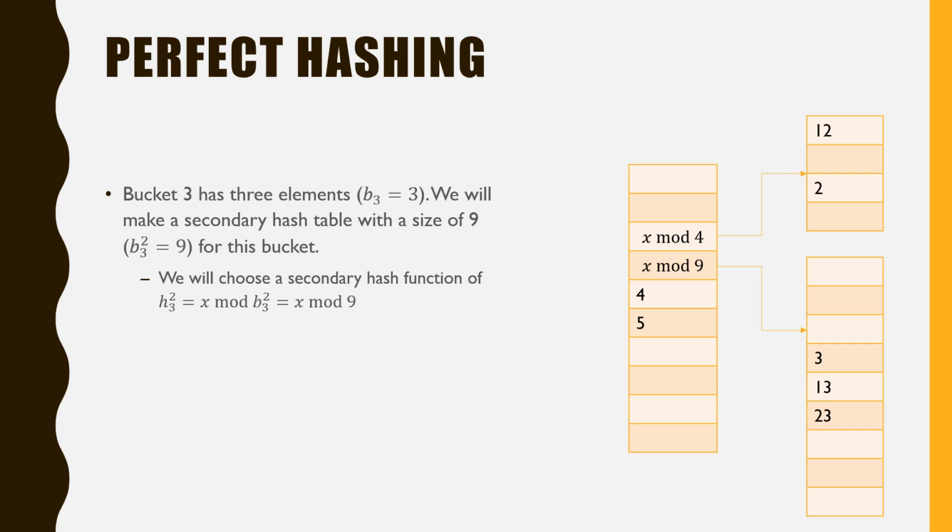We can apply the same procedure for bucket 3, where we have three numbers 23, 13, and 3. We need a secondary hash table with the size of 3 squared, or 9. We also choose the simple modulo operation as the hash function, and the resulting secondary hash table is shown on the right. Once we have resolved all collisions in the primary hash table, the construction of the perfect hashing is done.